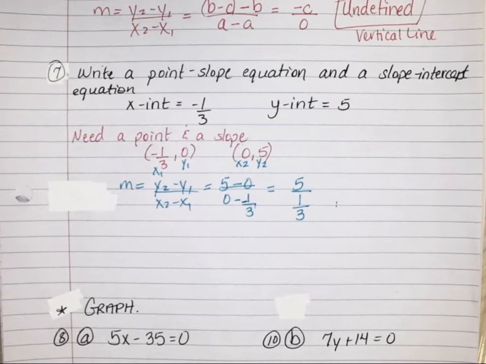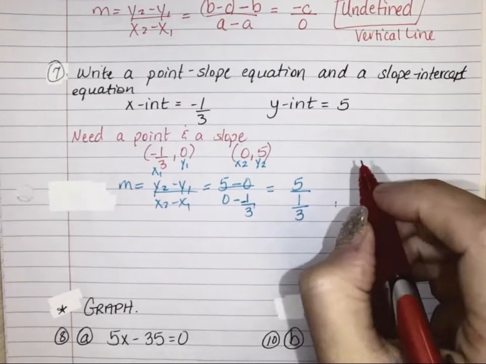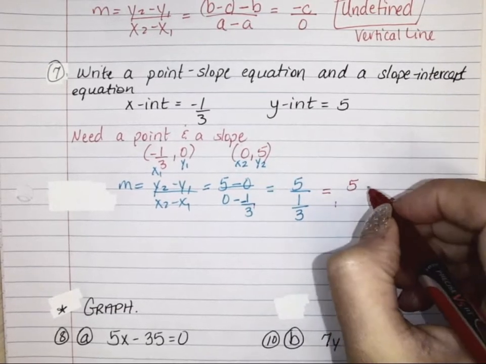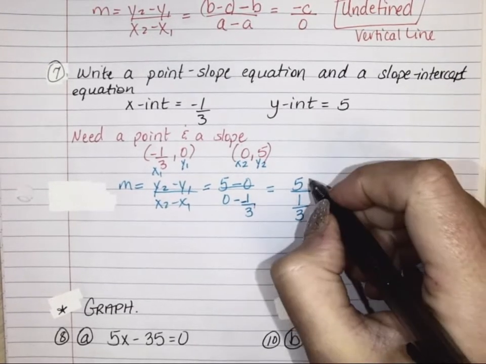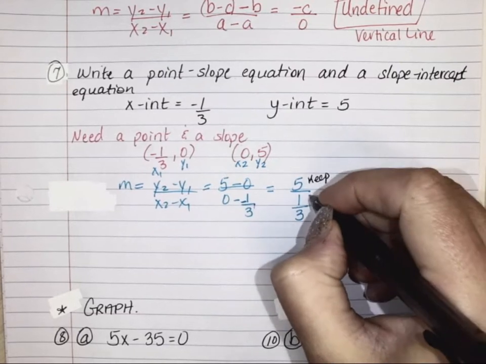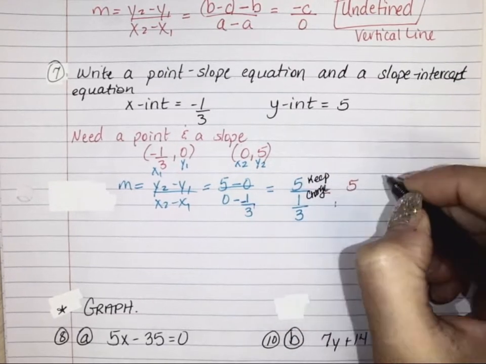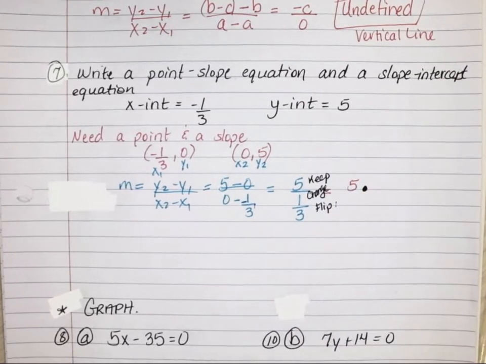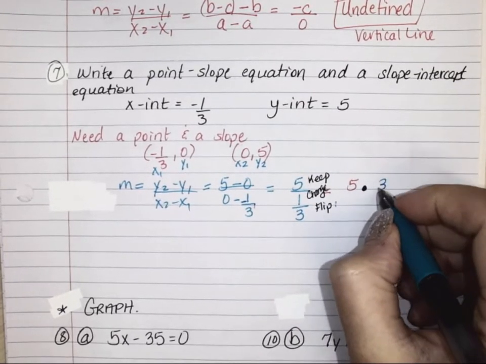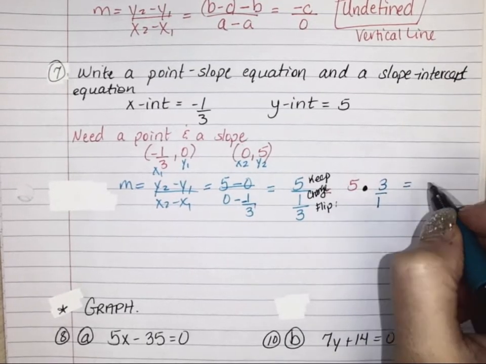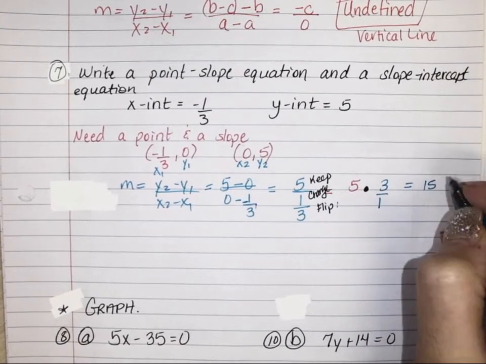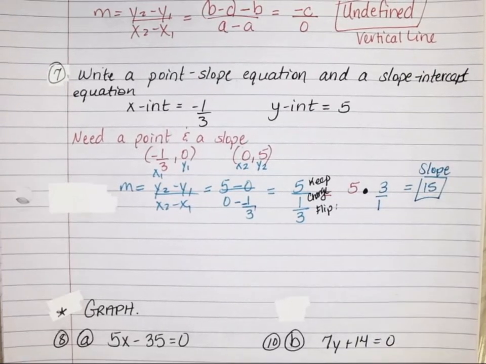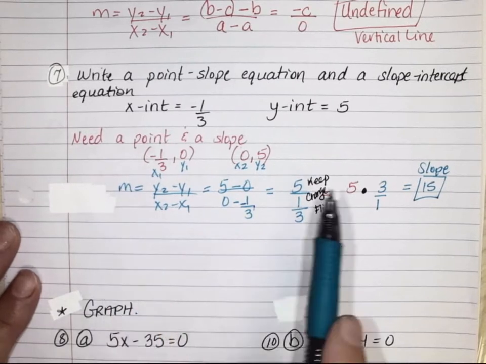Recall that when you are dividing by fractions, you take the bottom and flip. So I leave 5 on the top. Remember, we change division to multiplication, and then I flip what's on the bottom. So 5 times 3/1, and then multiply straight across, so that becomes 15. So there's my slope.